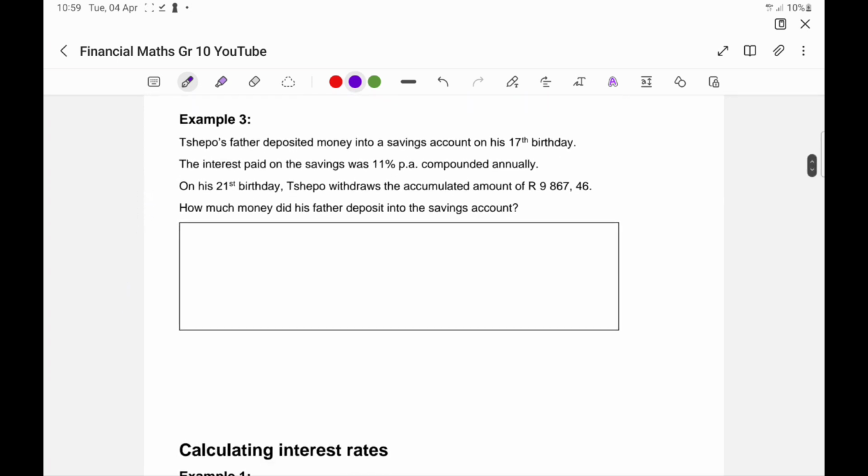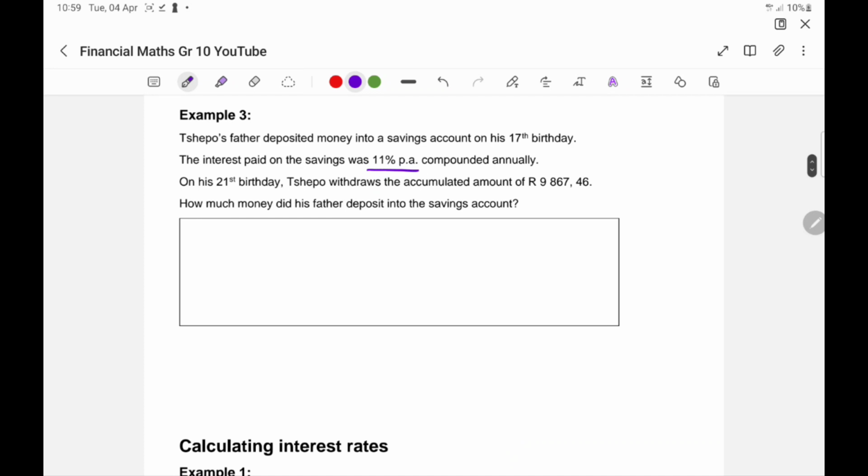All right, example 3. Tsepo's father deposited money into a savings account on his 17th birthday. The interest paid on the savings was 11% compound interest. On his 21st birthday, Tsepo withdraws the accumulated amount of that. How much money did his father deposit into the savings account? So can you see that we've got the future amount? We've got A's value over here. We are looking for P, the present amount. How much did he presently put into the account to give me an answer of 9867,46?